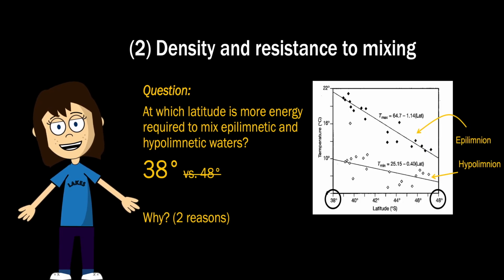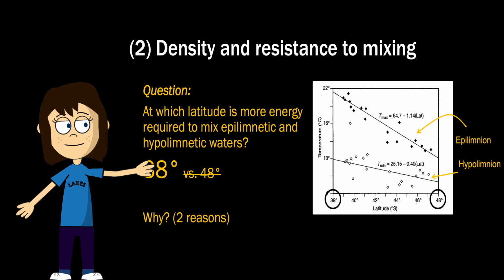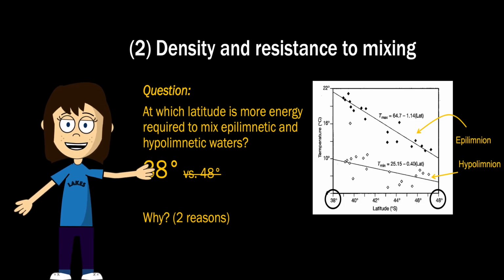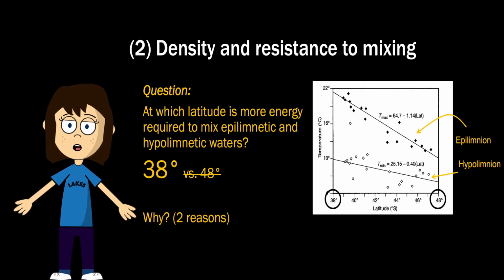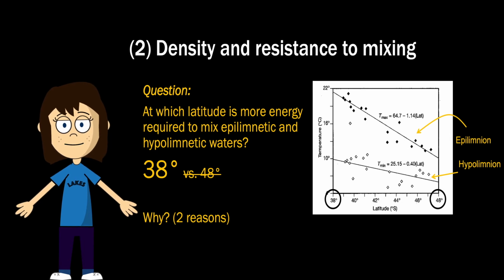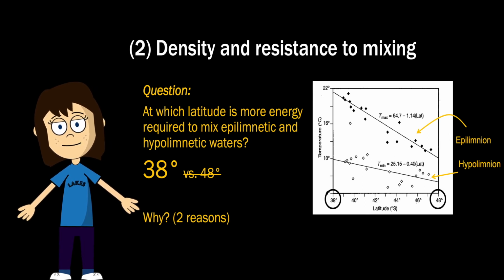If you said 38 degrees north, you're correct. For one, lakes at more southern latitudes are going to be warmer, so they're going to need more energy to mix. They also tend to have a greater difference between their epilimnetic and hypolimnetic temperatures, and this degree differential is also going to make them harder to mix.